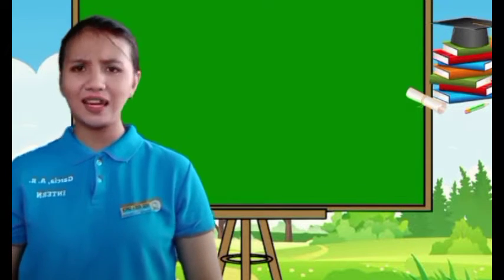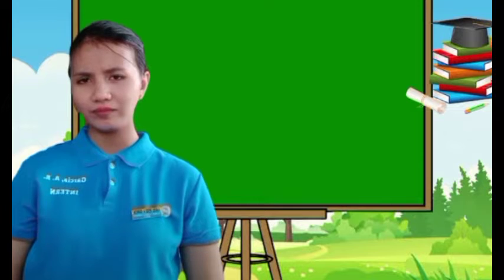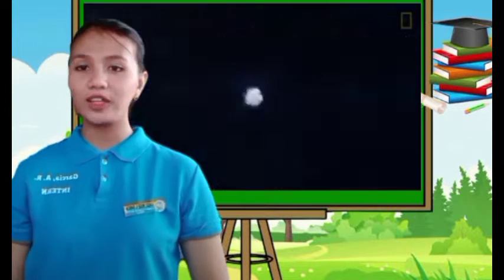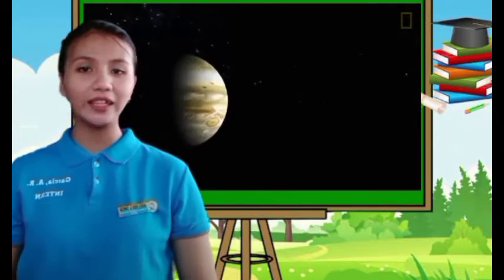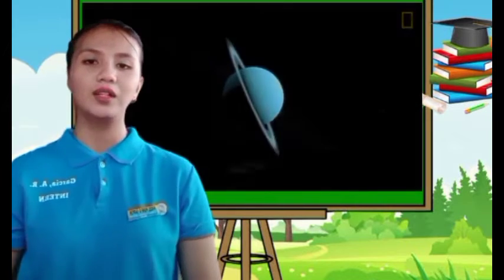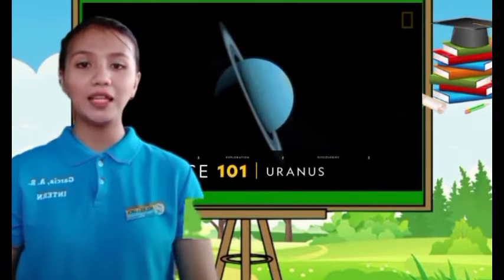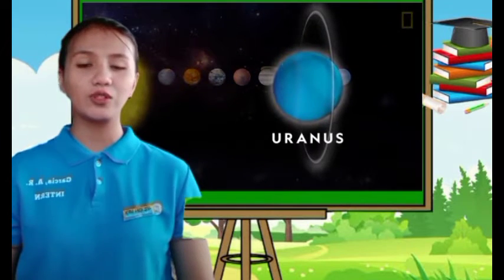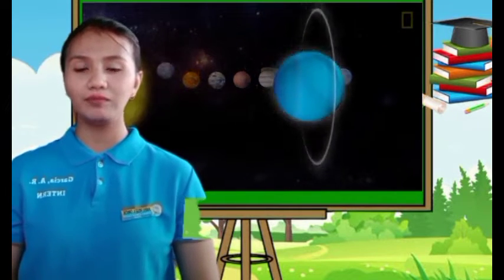What planet is an ice giant planet? Yes? Very good. As you can see in the picture, Uranus is called the ice giant planet and nearly 4 times larger than Earth. Uranus is the seventh planet in distance from the Sun and the least massive of the solar system's giants.